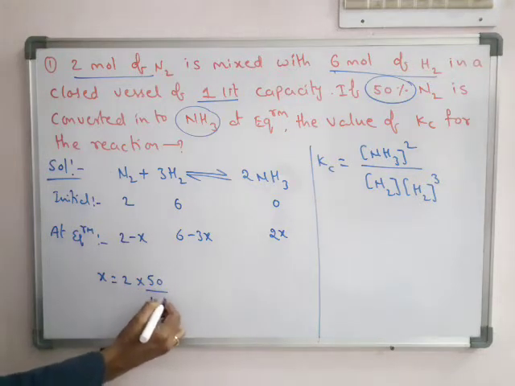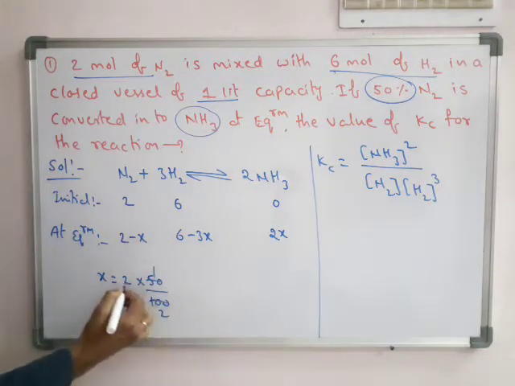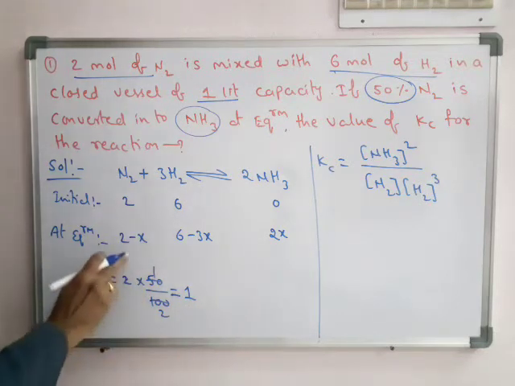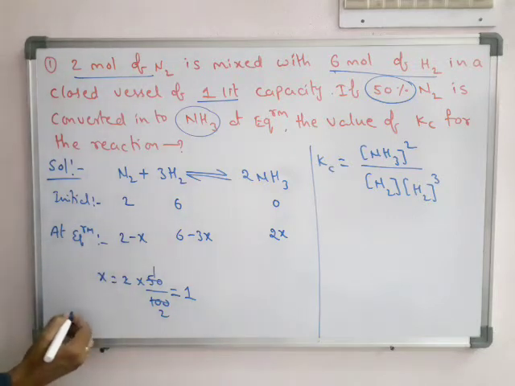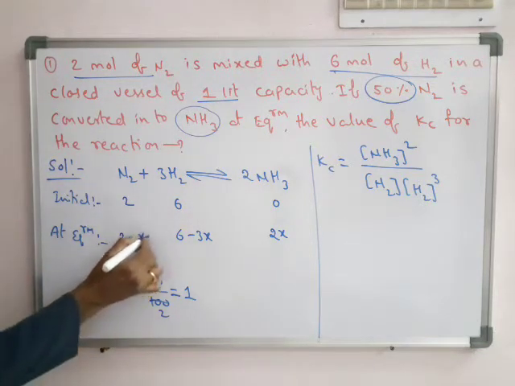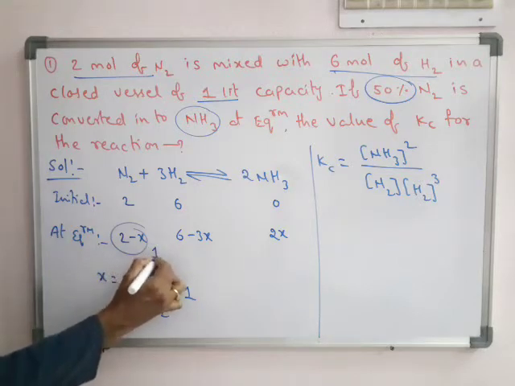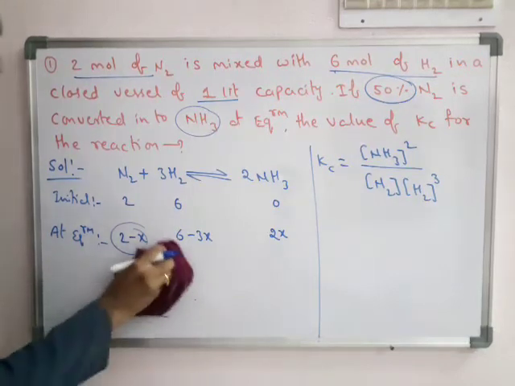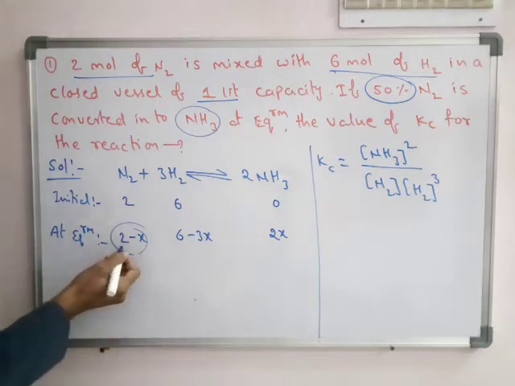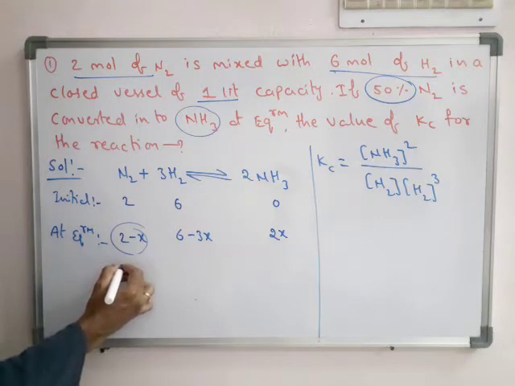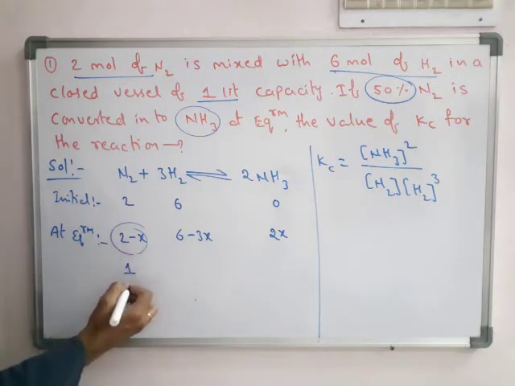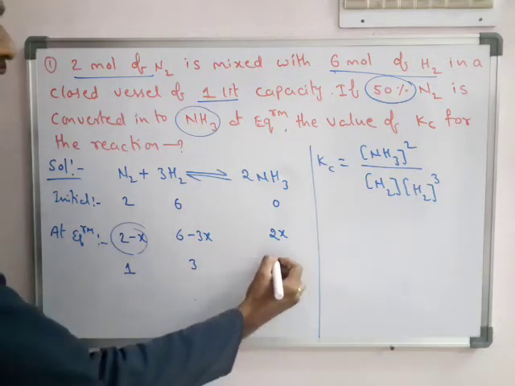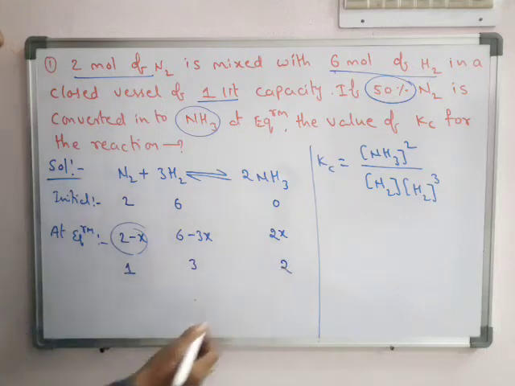So it's 50%, so we got x equal to 1. Therefore, what is the concentration of NH3? NH3 concentration is 2. Next, what about N2? Only 50% reacts, so of 2 moles, 1 mole reacts. So 2 minus 1, at last we get 1. Here 6 minus 3x, with x value 1, so finally we get 3. Here 2x, 2 into 1 is 2.